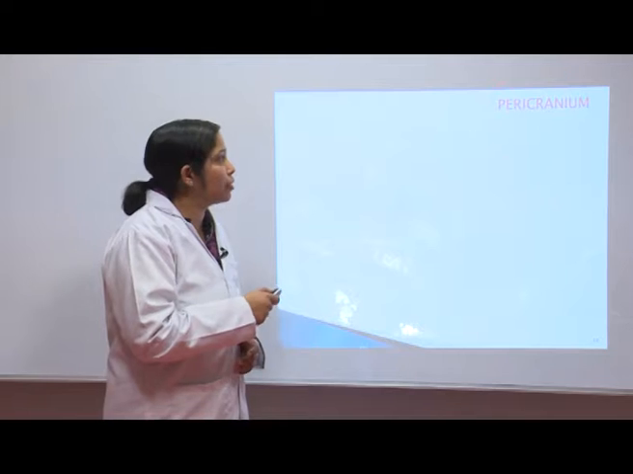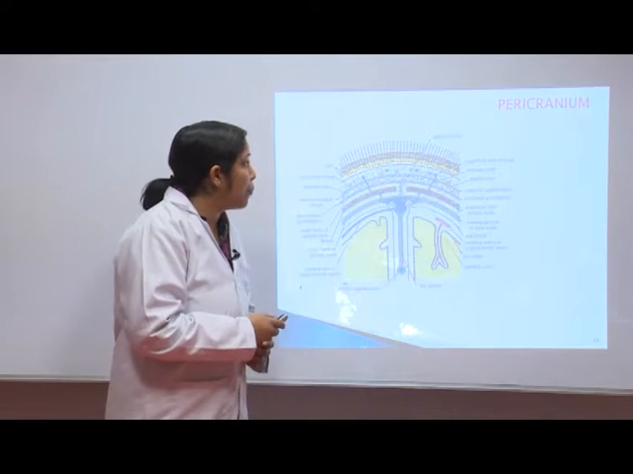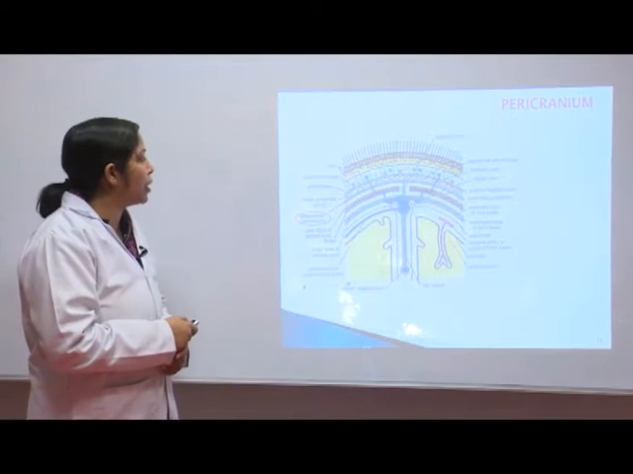Now the last layer, that is pericranium. Pericranium is basically the periosteum of the skull bones. It is loose all over the bone except at the sutures. It is firmly attached to the sutures.